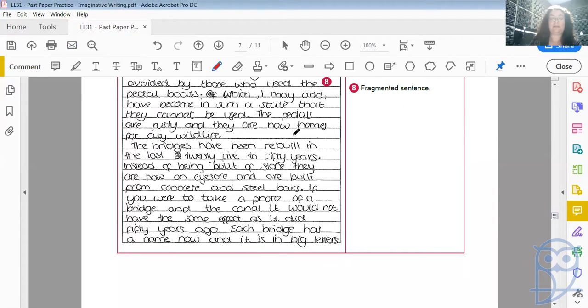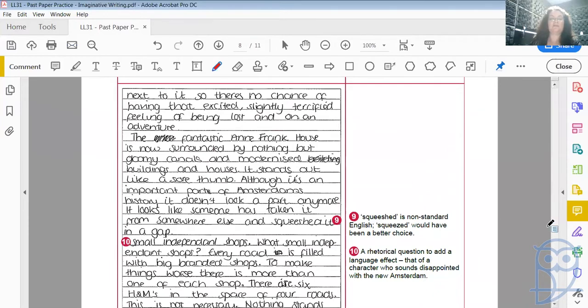The bridges have been rebuilt in the last 25 to 50 years. Instead of being built of stone, they are now an eyesore and are built from concrete and steel bars. If you were to take a photo of a bridge and the canal, it would not have the same effect as it did 50 years ago. Each bridge has a name now, and it is in big letters next to it. So there's no chance of having that excited, slightly terrified feeling of being lost and on an adventure. But the student has tried to think of some negative aspect to having the bridges named now. Okay, that's not bad, it's not a bad idea.